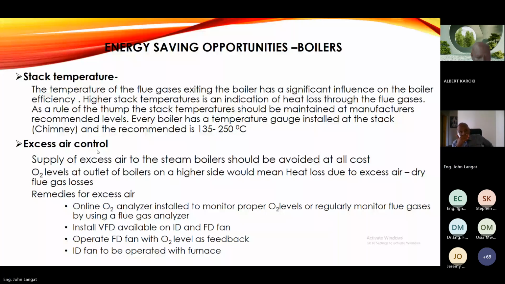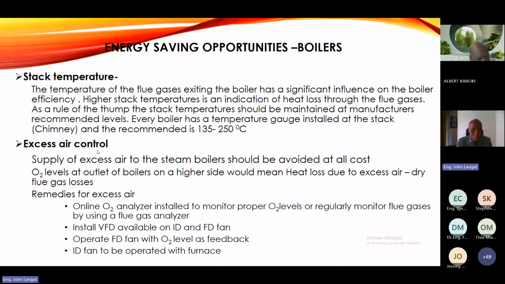As I said, maybe you need to install an online flue gas analyzer, not necessarily oxygen, so that you can get the two. Then install a variable frequency drive or a VSD on the ID and FD. I believe if you've attended CEM or if you've been an energy auditor, VFD should not be new.